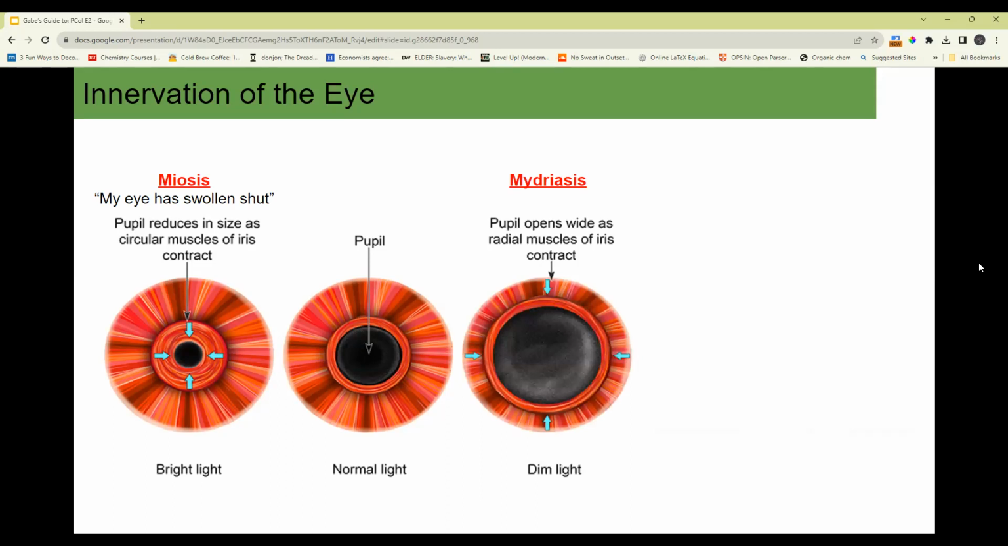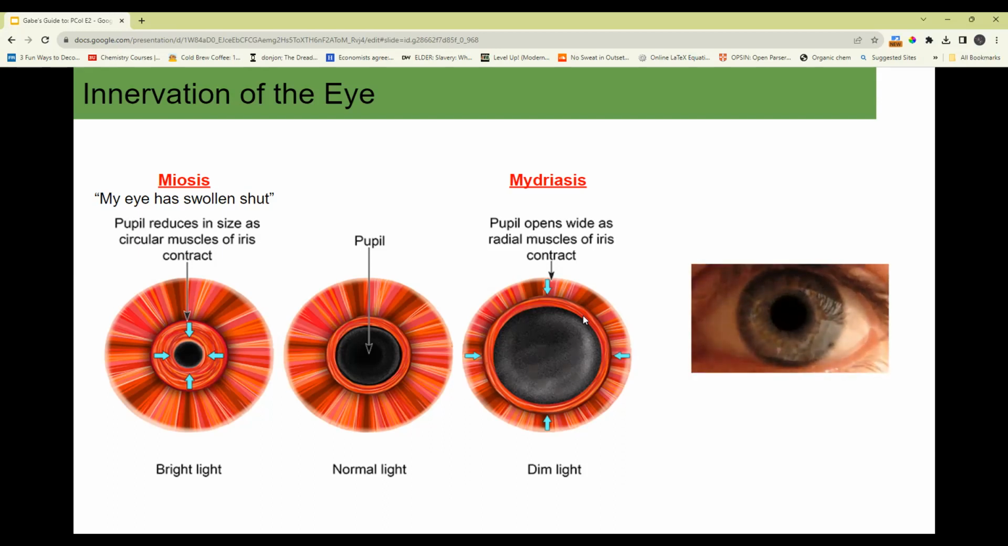When we talk about mydriasis, we are using the radial muscles to pull the iris, to pull the pupil apart, which is going to allow more light to enter the eye. And this is a really good graphic for seeing exactly how those muscles allow for the pulling to go on. So this is someone having bright light shining into their eye, and you can see how those radial muscles are tugging on the iris.